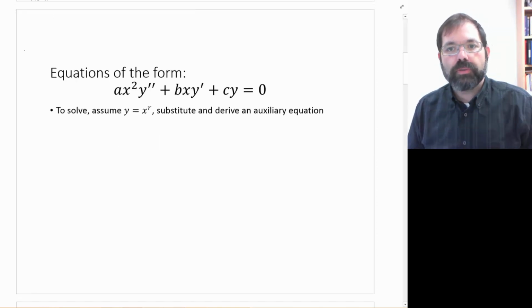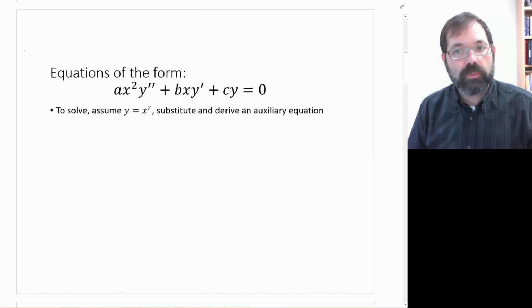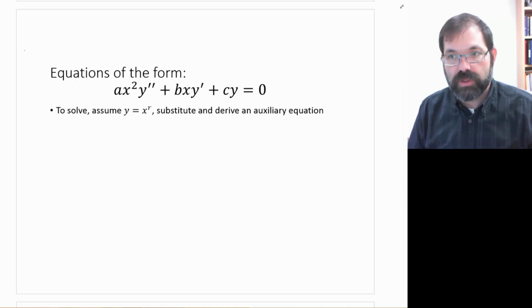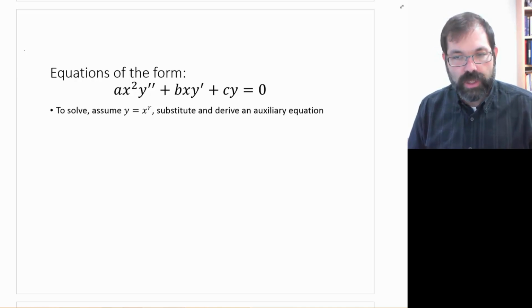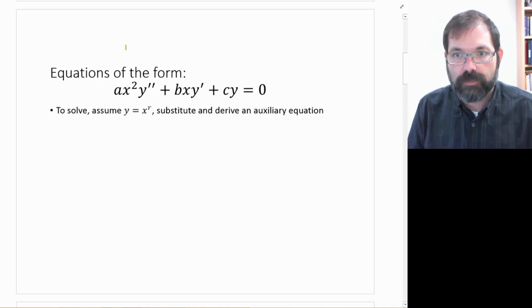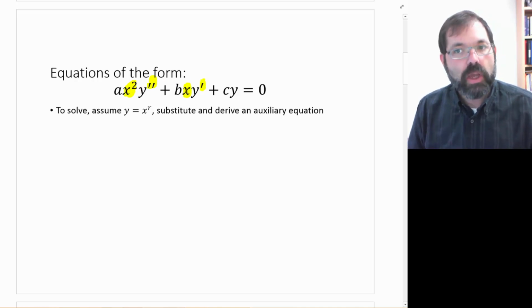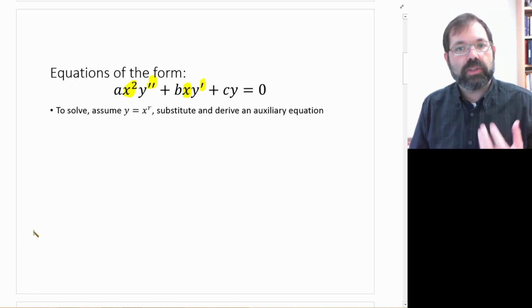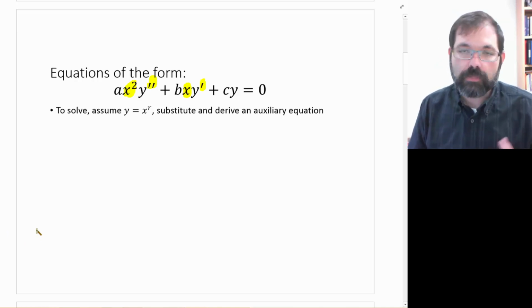All right, so equations of the form ax squared y double prime plus bxy prime plus cy is equal to 0 are equations that are called Cauchy Euler equations. Now, how you want to recognize them: look at the second derivative on y and notice how x is raised to the second power. First derivative on y, x is raised to the first power. So if you see something like that, that clues you in that this is a Cauchy Euler equation.